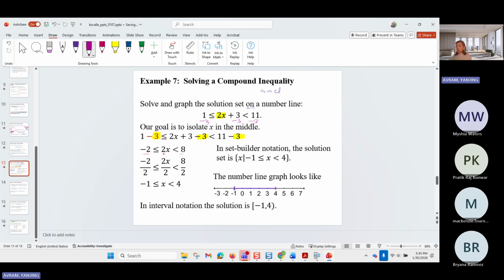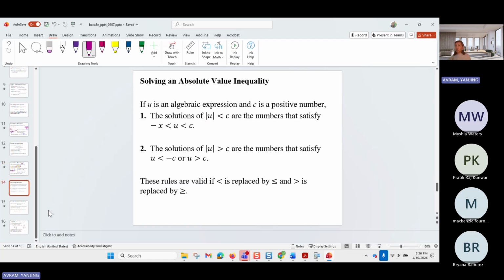The number you divide by 2 is a positive number, so you don't have to change the inequality direction. This negative is okay, it's just by itself. The number you divide by is positive, so you don't have to switch the inequality direction. So simplify, you have x between negative 1 and 4. All right, so that is called a compound inequality.